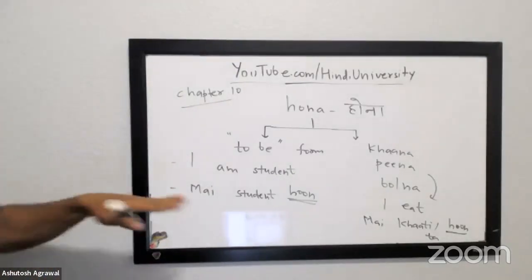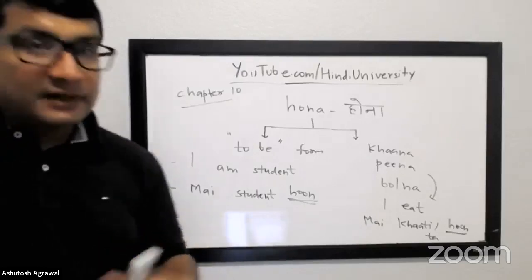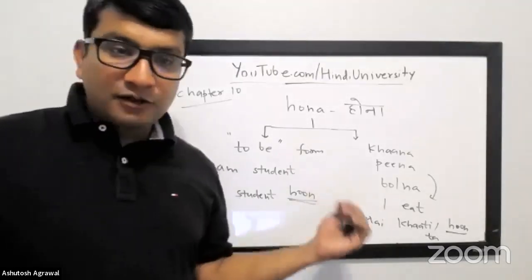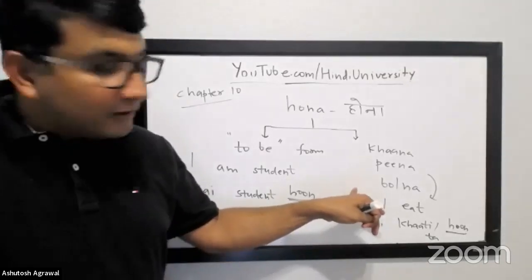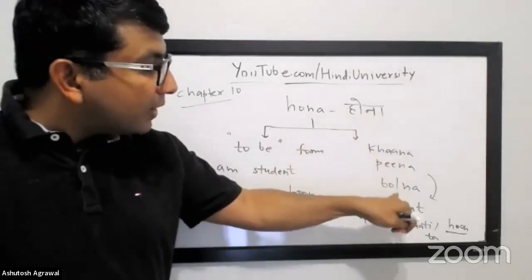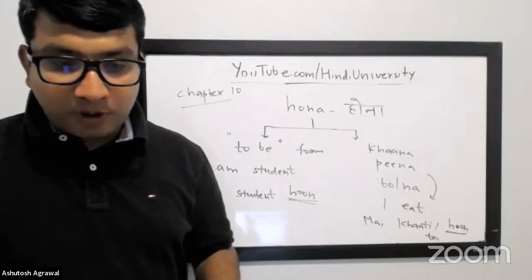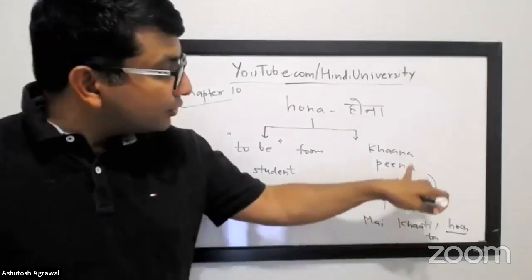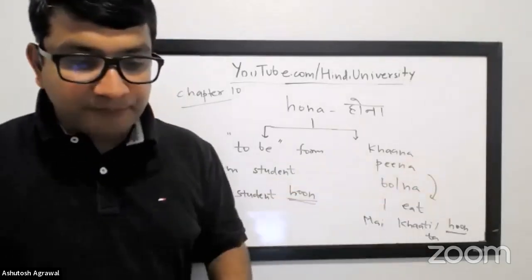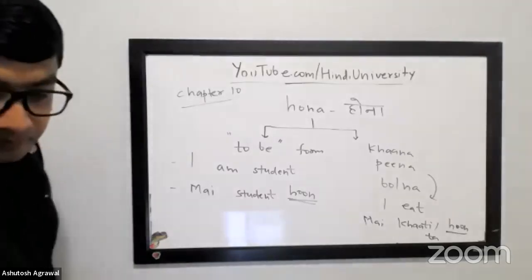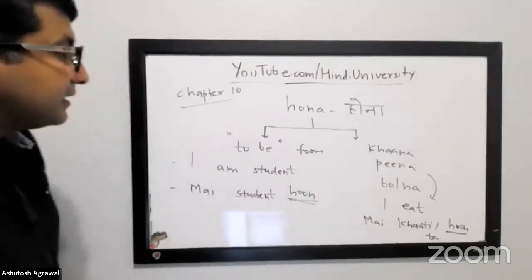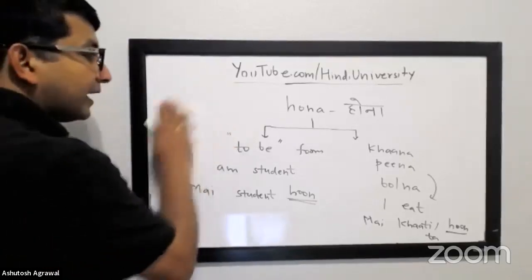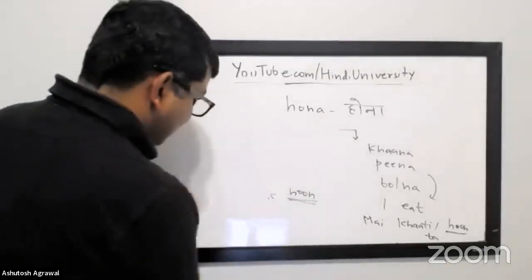So just to recap, multiple use cases of hona, we learned it to be used as a to be form of the verb. In this class we learn how to use hona where it can be conjugated as well, properly, just like you are conjugating khana, pina, bolna, right? So can hona be used in an imperfective sense in the present tense? We sure can.